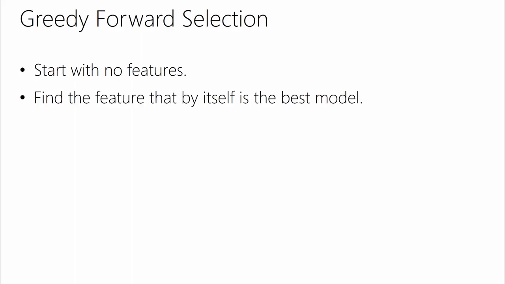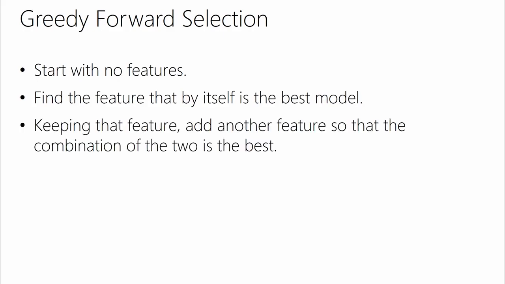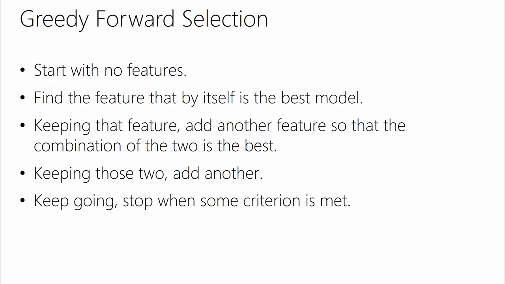Now, greedy forward selection is a different method. It's sort of like the converse of greedy backward selection. You start with no features this time, and then you find the feature that, acting by itself, is the best model. And then you keep that feature, and then you add another feature so that the combination of the two is the best. And you keep those two, and then you add another one. And you keep going, and you stop when some criterion is met. So it's called greedy, again, because you never look back.